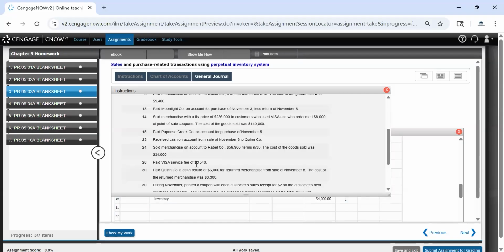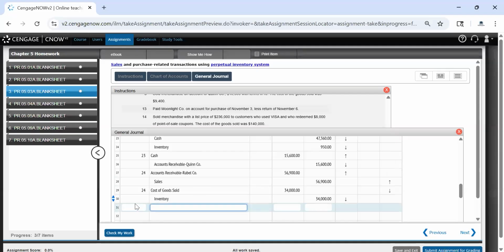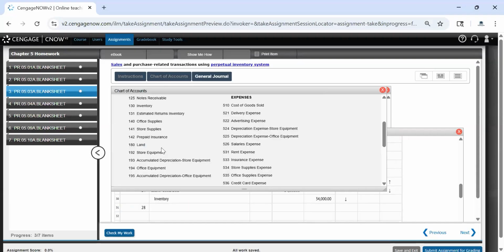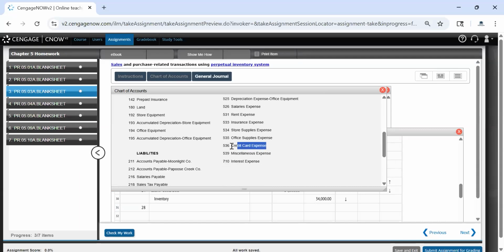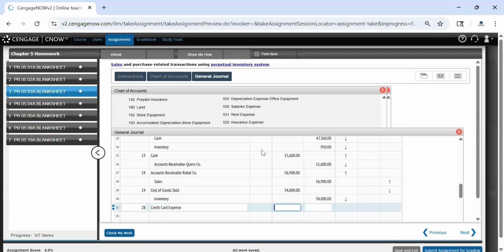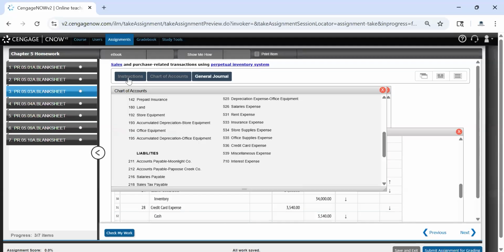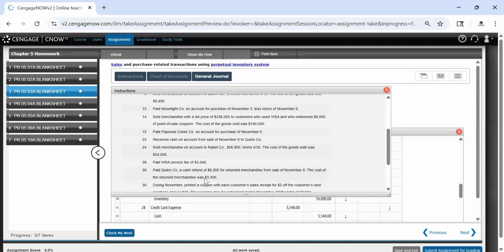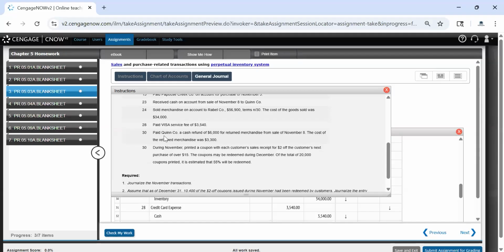On the 28th, we paid a Visa service fee of $3,540, and we're going to record that as an expense. If we take a look at our chart of accounts, we have a credit card expense account, and we're going to use that. And we pay that in cash directly. It says paid, so we paid that directly in cash.